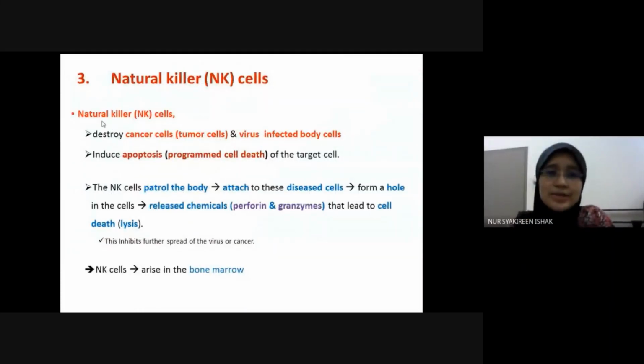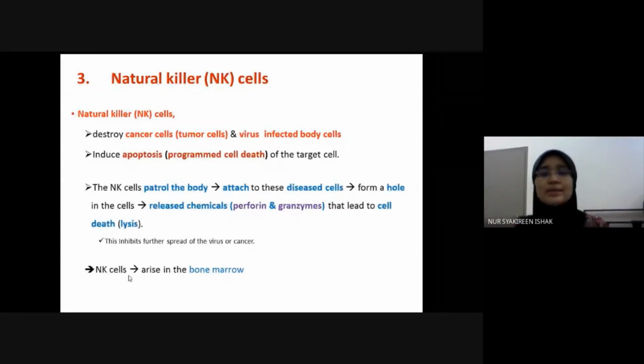So the next one is the natural killer cells, or the NK cells. NK cells will destroy tumor cells and virus-infected body cells. It induces apoptosis. What is apoptosis? It is programmed cell death. It causes infected body cells to be destroyed. So the NK cells patrol the body, attach to the diseased cells, form a hole in the cells, and release two types of chemicals, which are interferons and also granzymes, and lead to cell death or lysis. So this inhibits further spread of virus or cancer.